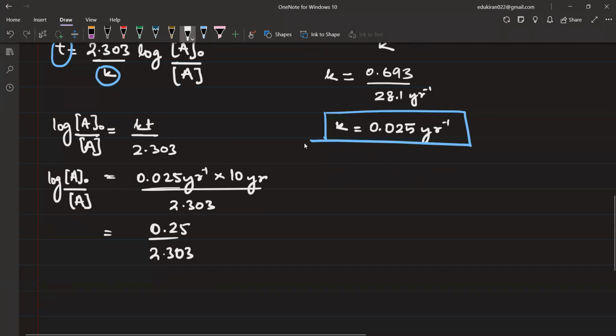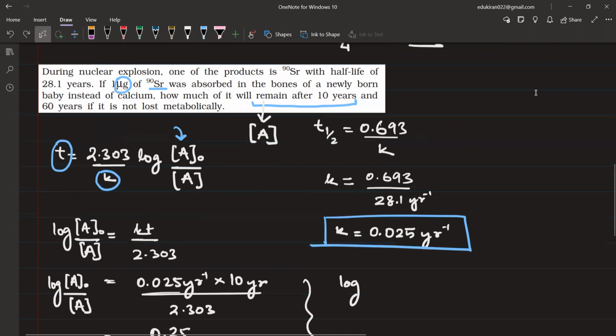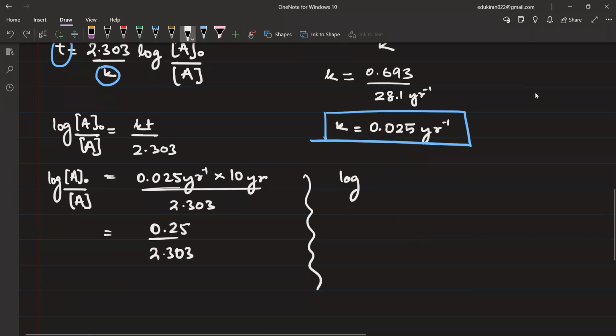Okay. Now what do we have here? Log of A0. What is the value of A0? Value of A0 is 1 microgram. I can write that the remaining amount of A is going to be some X micrograms. This will be equal to 0.25 divided by 2.303. Correct. So calculate this number first of all.